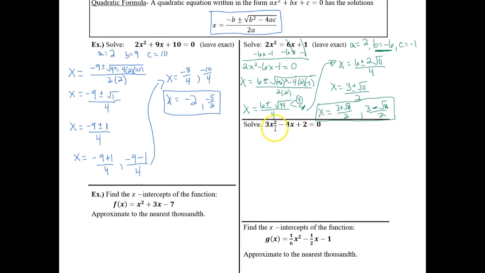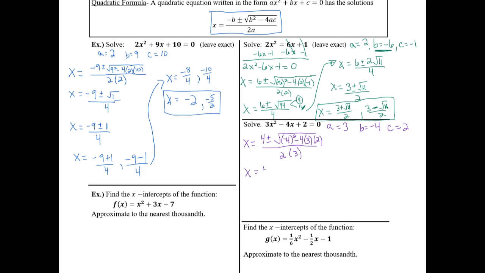Alright, this next example here, it's already in our standard form, which is nice. So we can pull out our A, B, and C. A is 3, B is -4, and C is +2. We plug it into our formula. -b, so the negative of negative 4 would be positive 4 plus or minus the square root of b squared minus 4 times a times c, all divided by 2 times a.